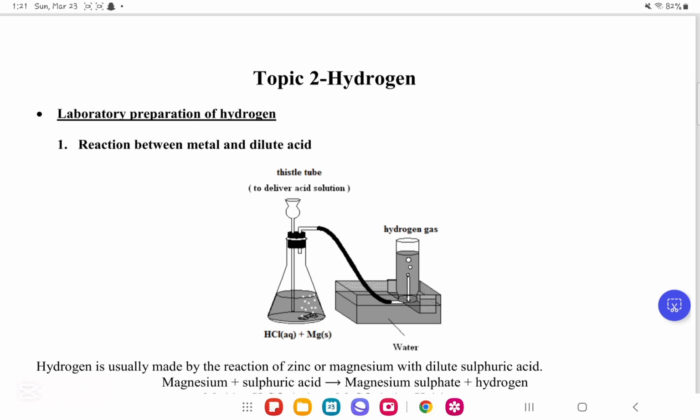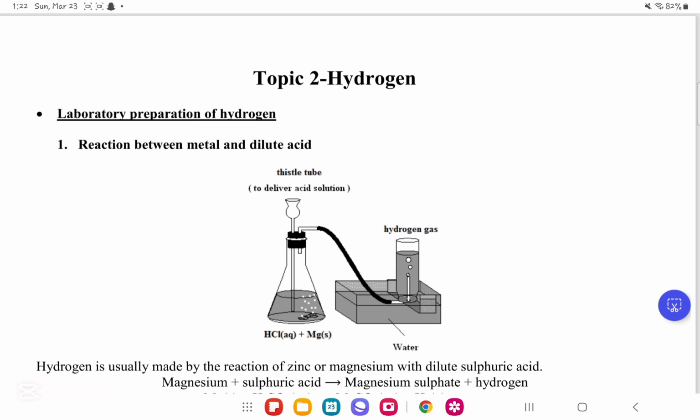For the questions, I will open the CQD so you can find them on the topics course revision questions. And yeah, that's pretty much it. So let us start with topic 2, hydrogen. Laboratory preparation of hydrogen. So the first thing they're telling us is how to prepare hydrogen in the lab.